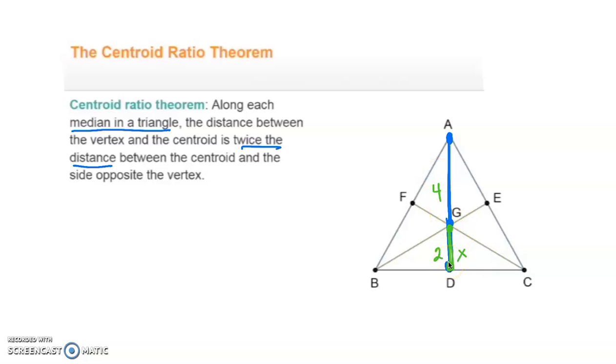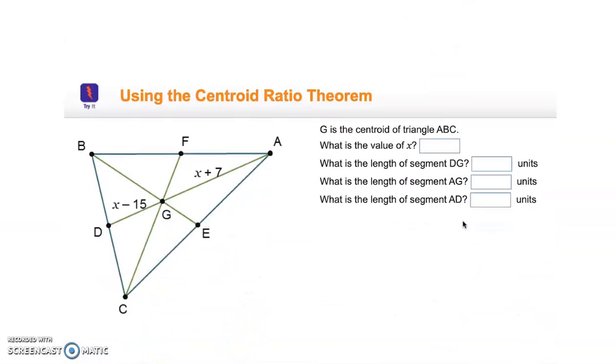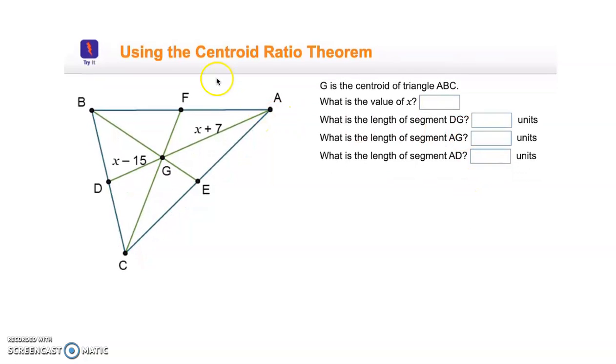Or in other words, if this is x, then this will be 2x. So that is a really important theorem to know. We're going to do lots of problems using that theorem. So let's use this centroid ratio theorem. G is the centroid, meaning it's where all the medians meet.